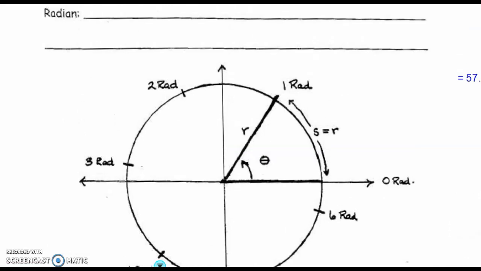That is a number that you need to memorize. So therefore, 1 radian is 57.3 degrees per 1 radian. So 1 radian is 57.3 degrees.